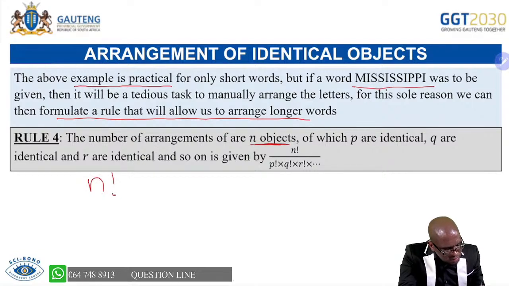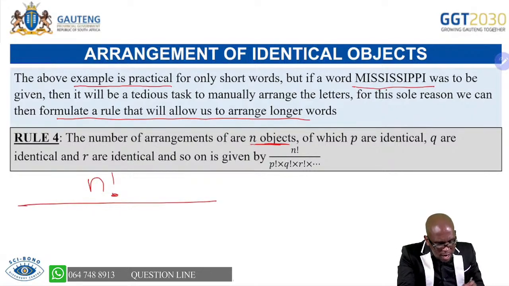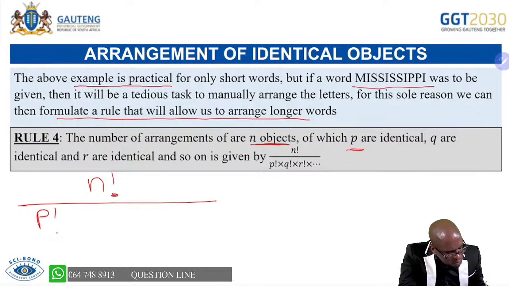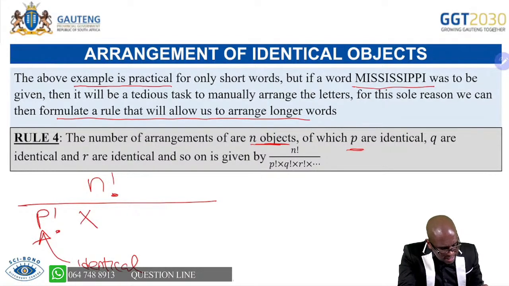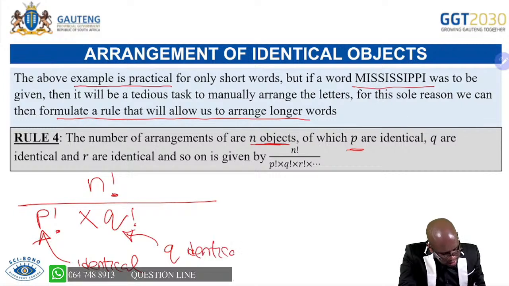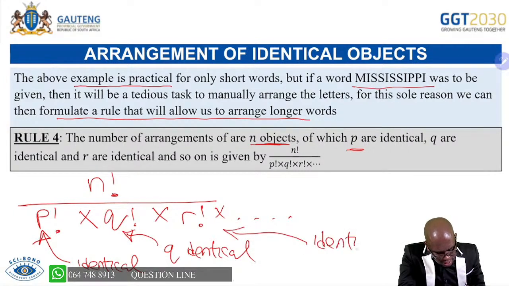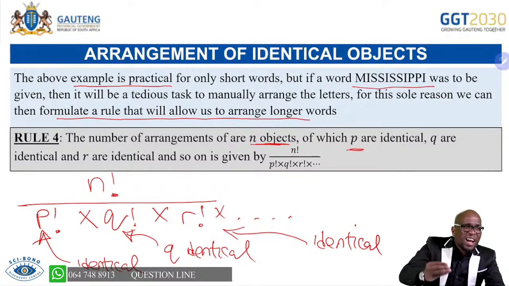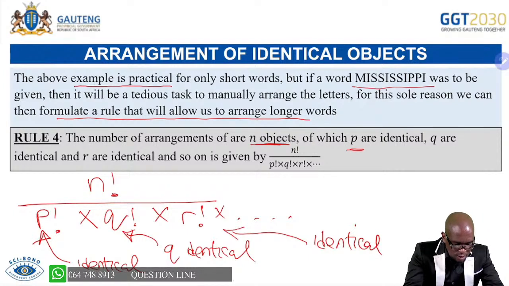So now, in order to do that, we are going to say the number of arrangements of n objects will be n factorial, divided by p factorial if p are identical. Remember, these are what? Identical. If you have identical letters, p factorial. Different letters, q identical, q factorial. And then if we have r identical, it will be r factorial and so on. So those that are identical, you divide by those so that we can avoid counting the same letters twice.